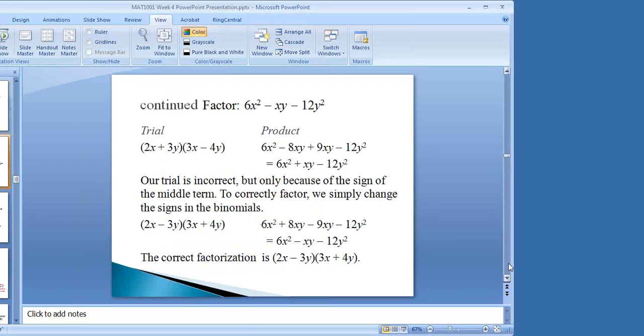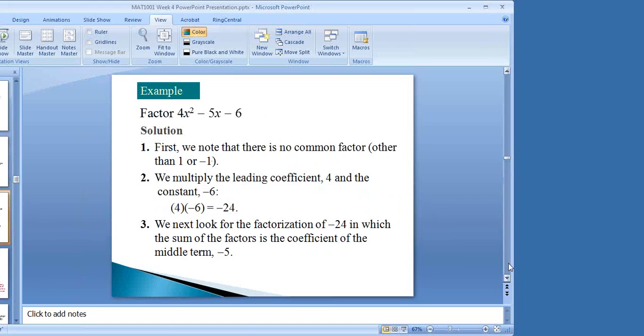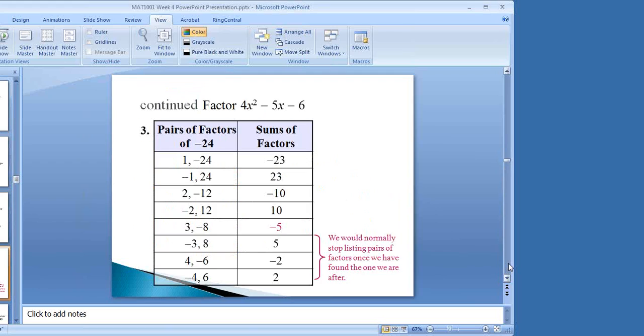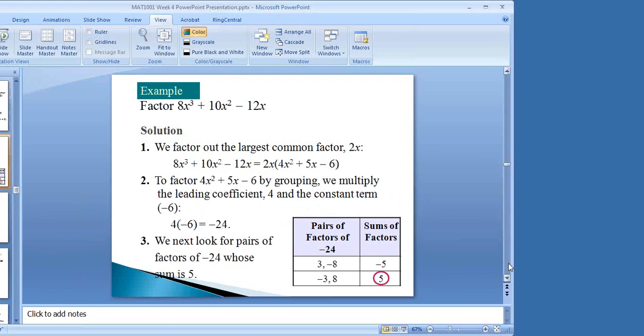Getting the right answer the very first time is very hard to do, but trial and error will get you there. Just don't give up. Okay. So I have some more examples for you.